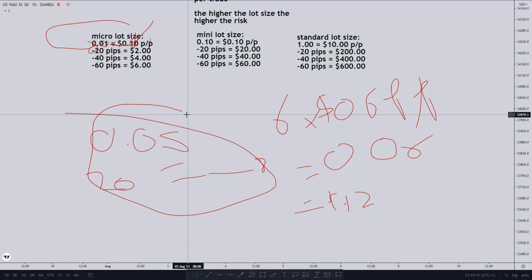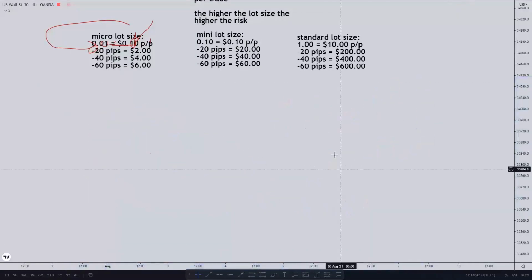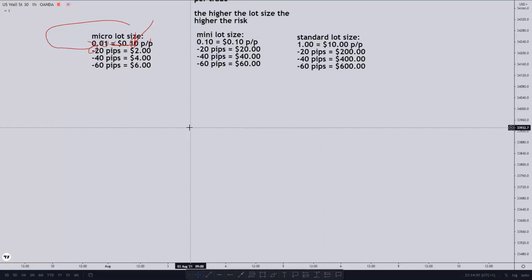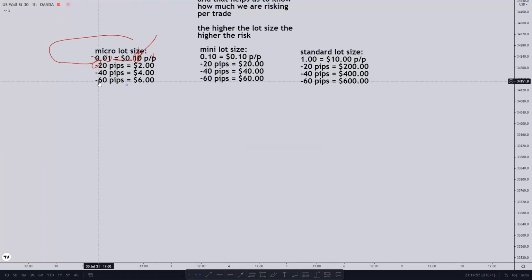So that's how you can use a micro lot size, and then depending on how much your account is, but then we're going to get to that in another session. For now, I just want you guys to understand how you can get the pip value of a certain lot size that you're going to be using, so that you can calculate your risk, right? So if you have any questions regarding this, watch the whole risk management folder, and then combine all your questions together, and then we can talk about it.